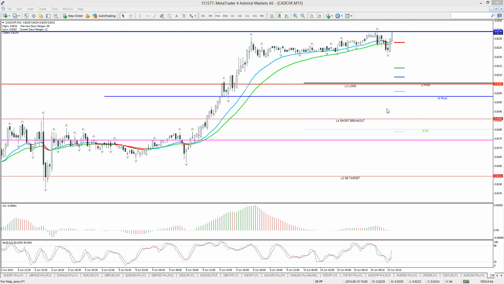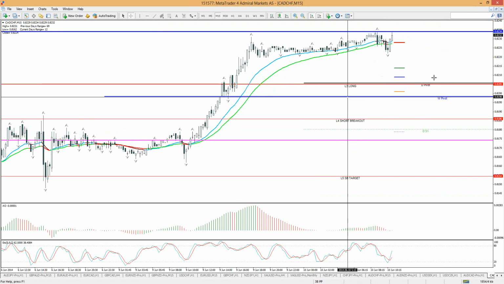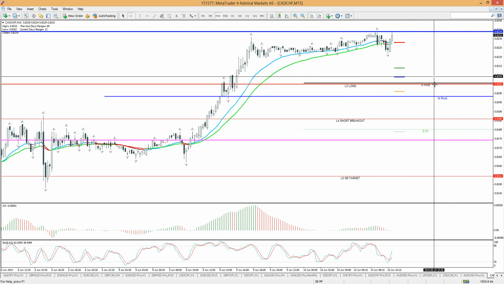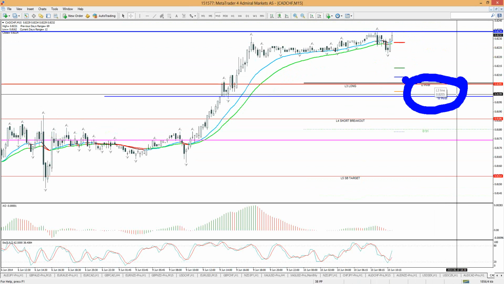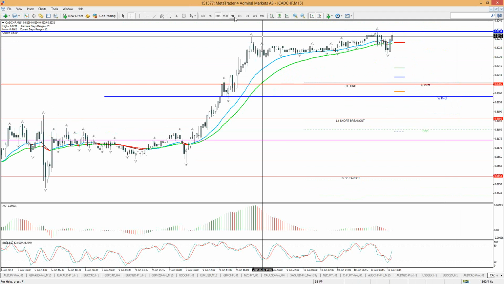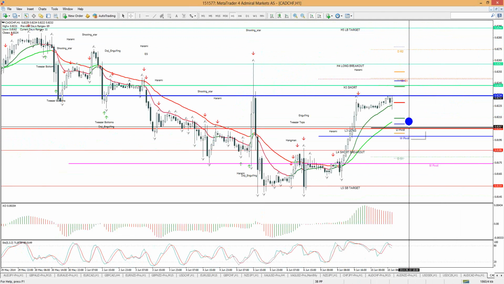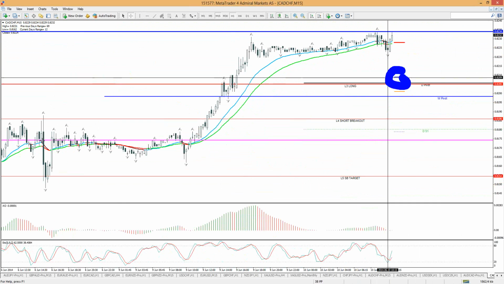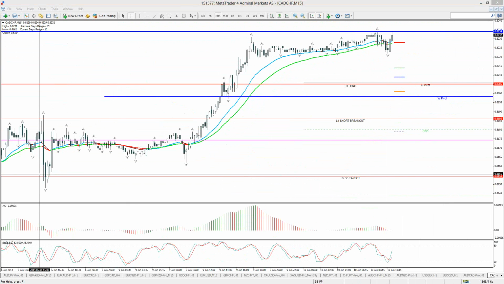Kato was saying long at 82.10. Yeah, that would be interesting because you got a lot of confluence here at these levels. I like that idea. That makes sense to me. I would probably look for some 15-minute candlestick pattern there as a confirmation, and that looks good to me. I would agree, definitely.